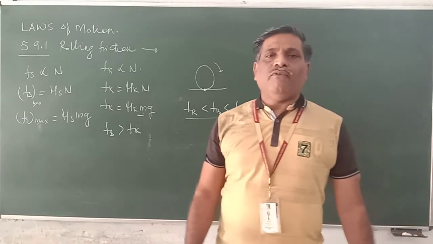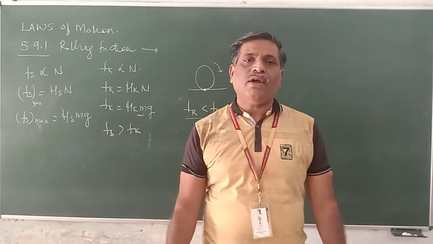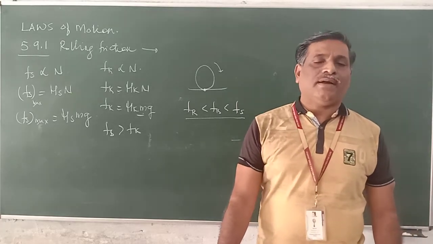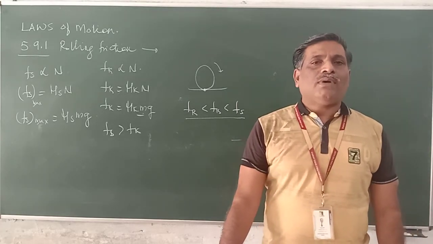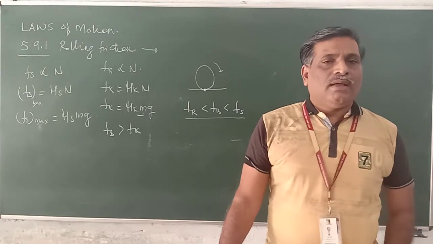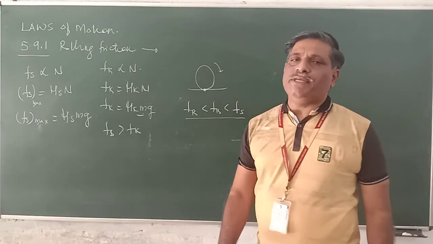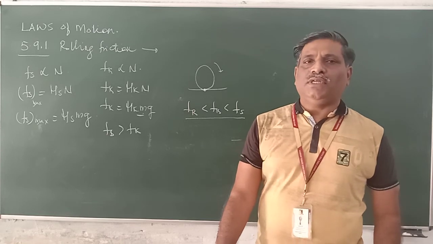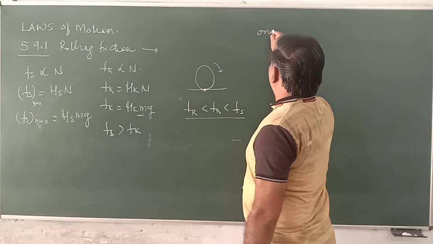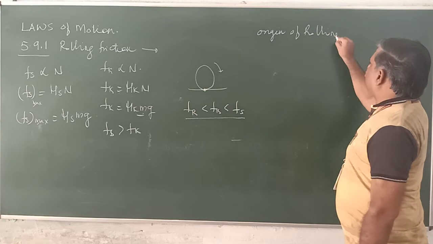The discovery of the wheel is considered to be a milestone in the history of mankind. Here, the power dissipated due to friction is reduced. Still, we say that ideally rolling friction should be zero, but there is some friction even in case of rolling. So what is the origin of rolling friction?